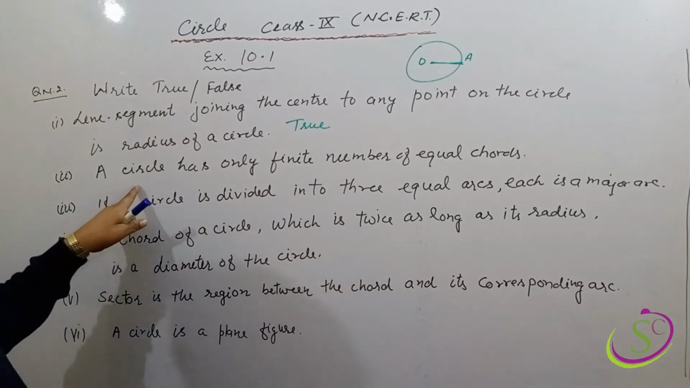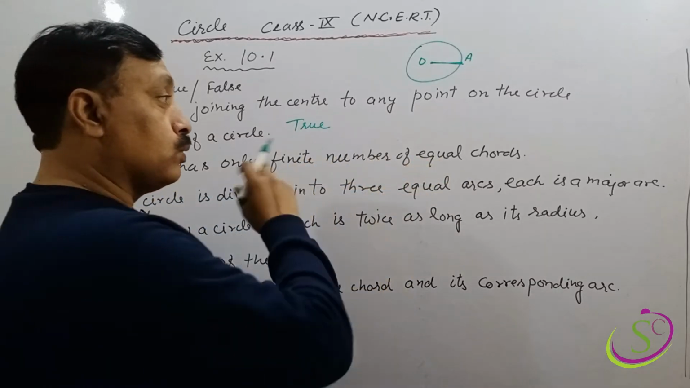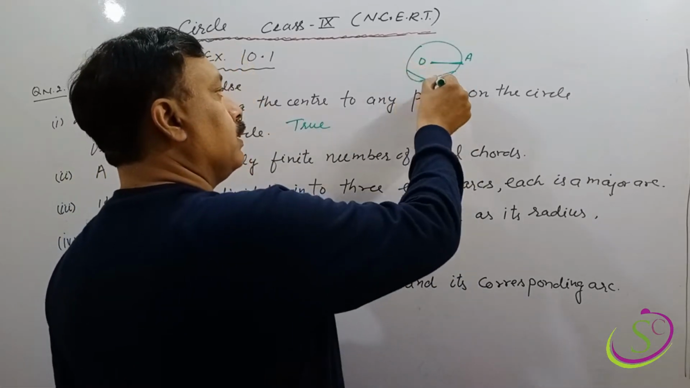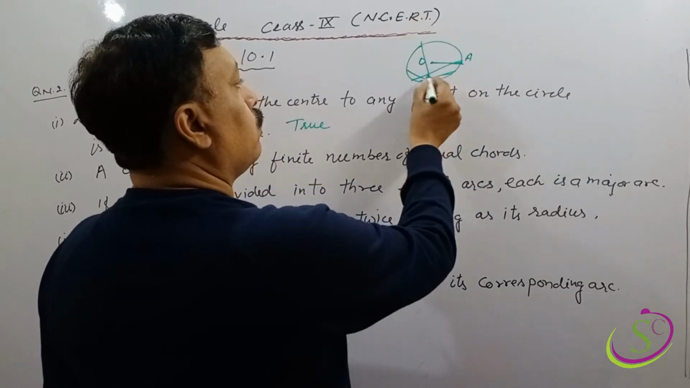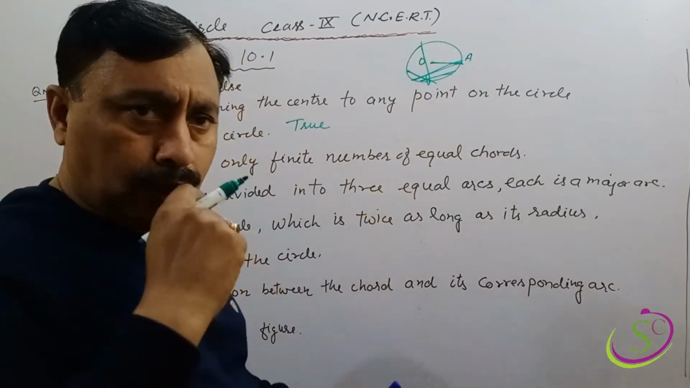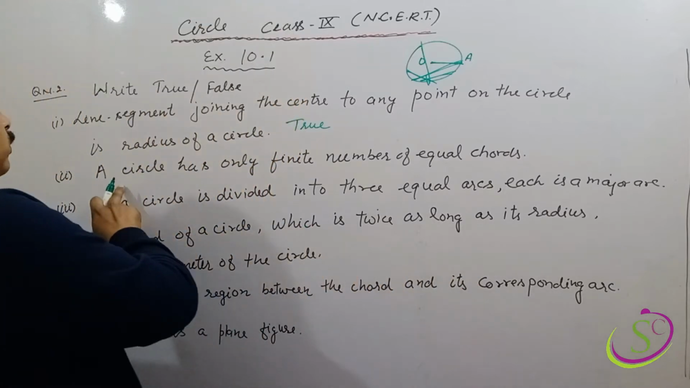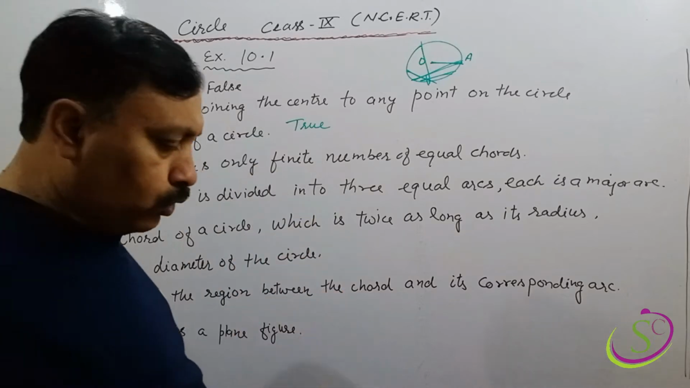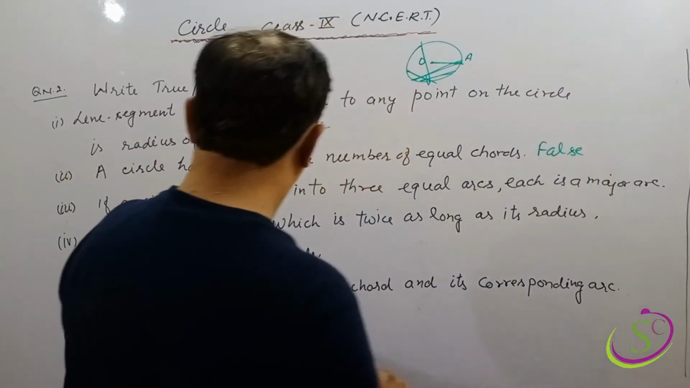Clear? A circle has only a finite number of equal chords. No, so many chords can be drawn. See, one is this, one is this, one is this, one is this chord equal, and this chord is also equal. So many equal chords can be drawn in a circle. So the statement that a circle has only a finite number of equal chords is wrong. So it is false. Clear?